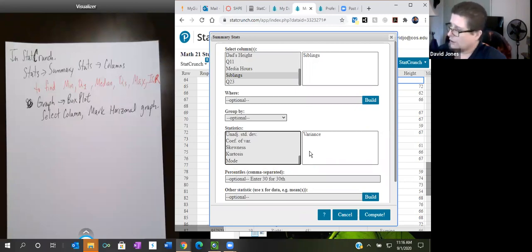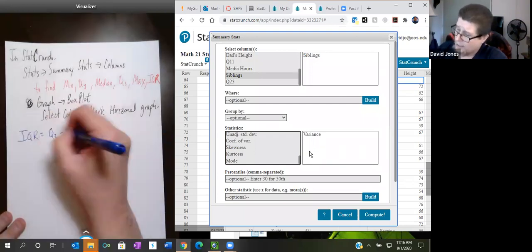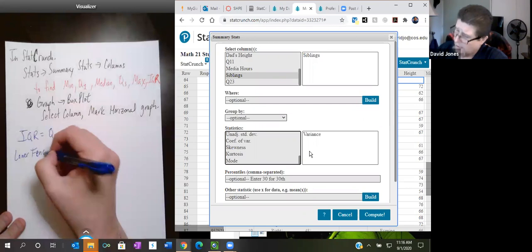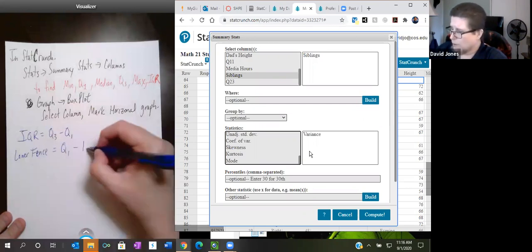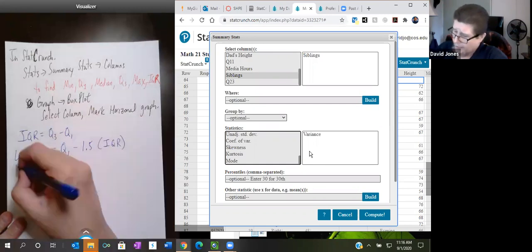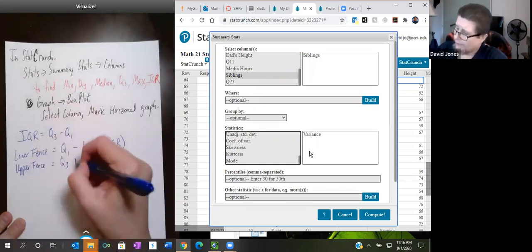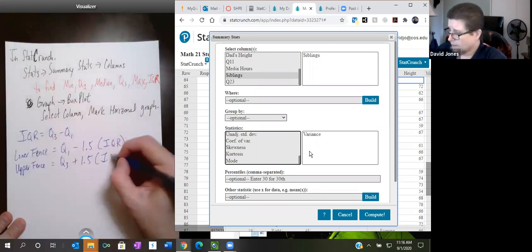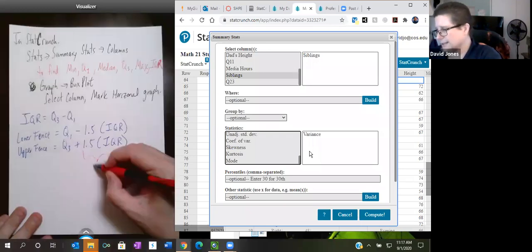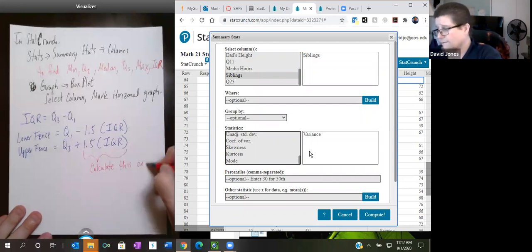Then our formulas that you have here: IQR is Q3 minus Q1. Lower fence equals Q1 minus 1.5 times the IQR. And upper fence equals Q3 plus 1.5 IQR. And if you're clever, just calculate this once and it doesn't change for both fences.